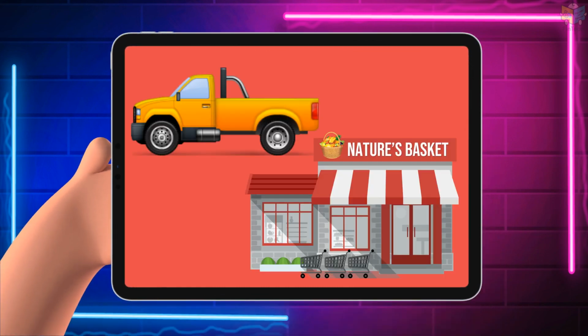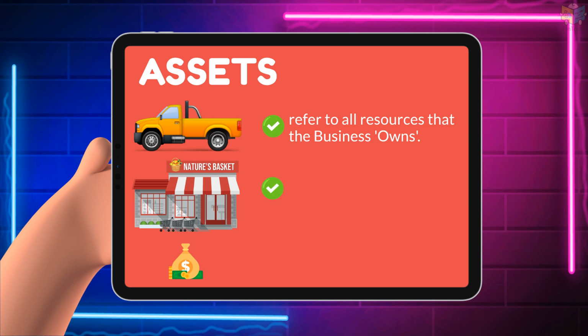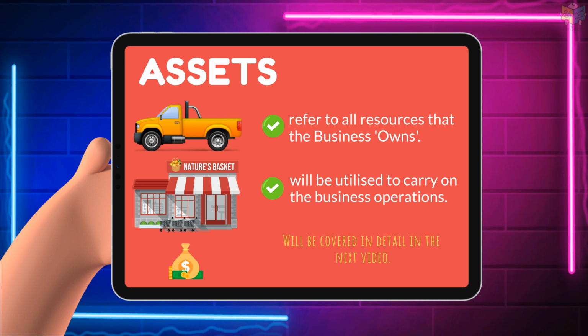The truck, the shop, and the cash or bank balance are assets of the company. These assets are the resources owned by the company, and they will be utilized by Emma to carry on her business operations.